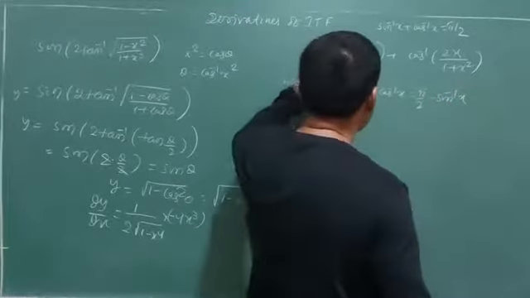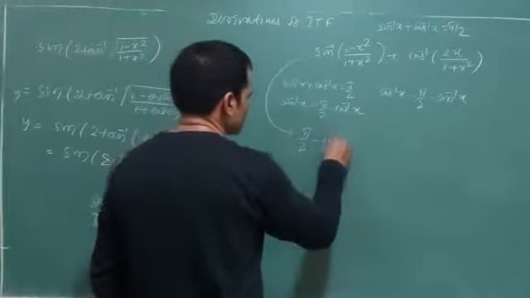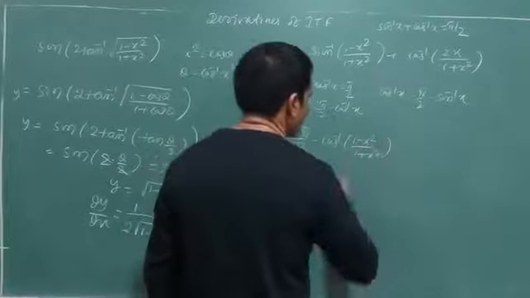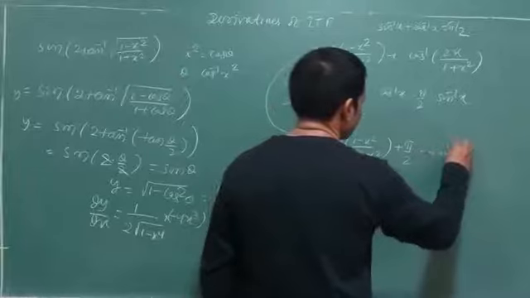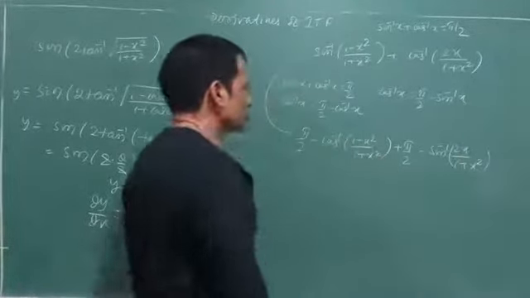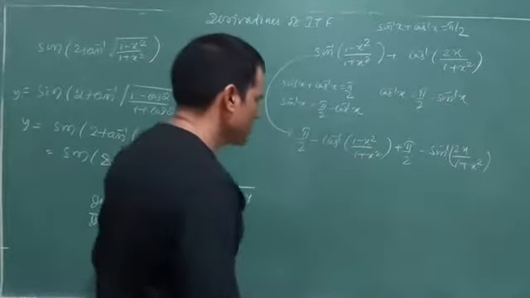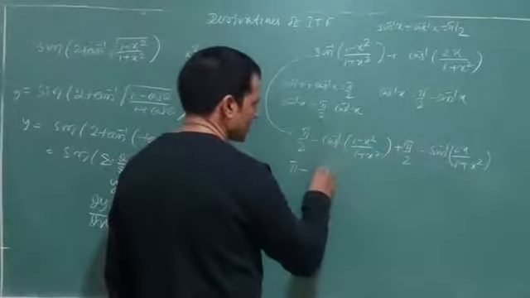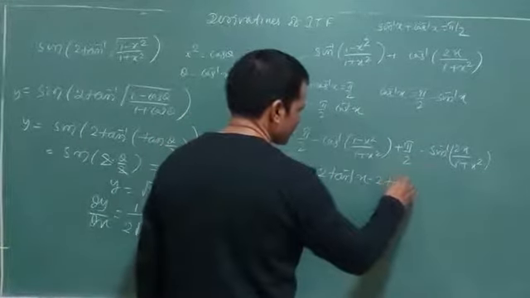So this you can write as pi by 2 minus cos inverse (1 minus x square by 1 plus x square). And this you can write as pi by 2 minus sin inverse (2x by 1 plus x square). Now just go back to the previous formula. Just 5 minutes before I gave a question. Take minus common, and instead of this you can write 2 tan inverse x. This also you can write 2 tan inverse x.